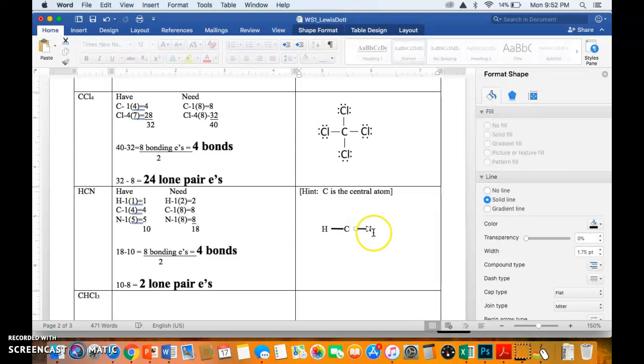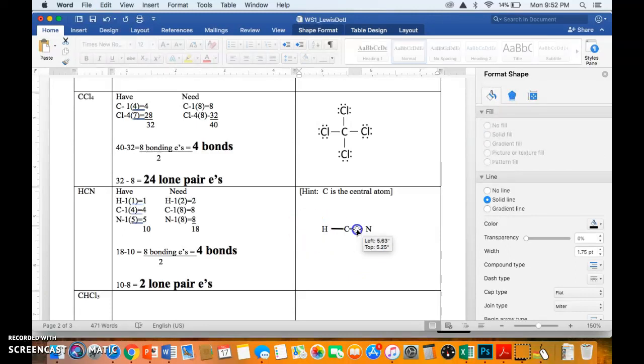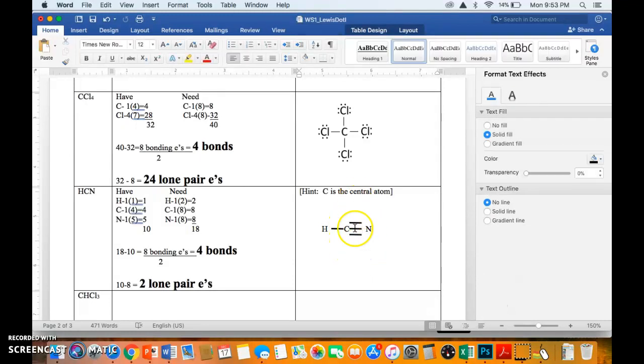Now, I need to add 2 more bonds. Well, where's the only place those other 2 bonds can go? It has to go between 2 elements. So the only place it can go is here, and here. So here I have 3 bonds between the carbon and the nitrogen. That's called a triple bond. Why is this the only place it can go? Because hydrogen only needs 2 electrons, so hydrogen cannot form more than 1 bond.